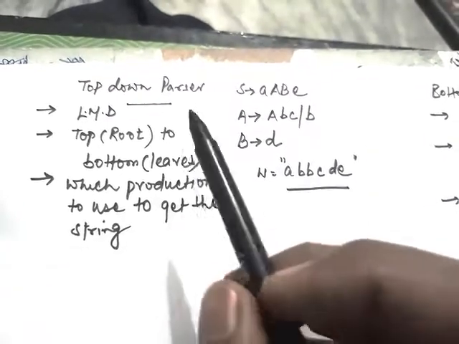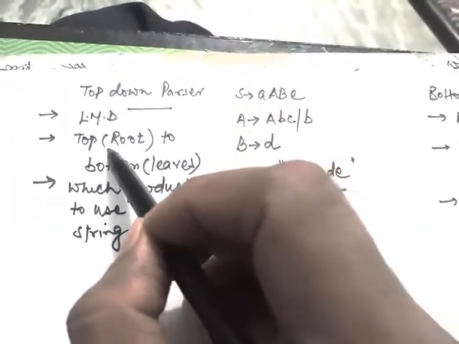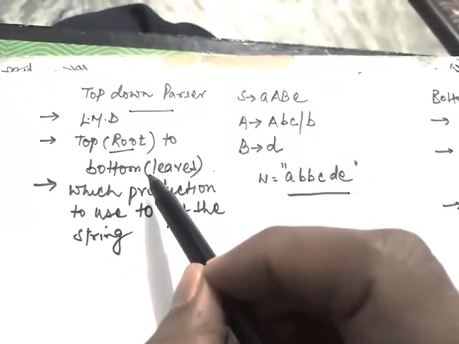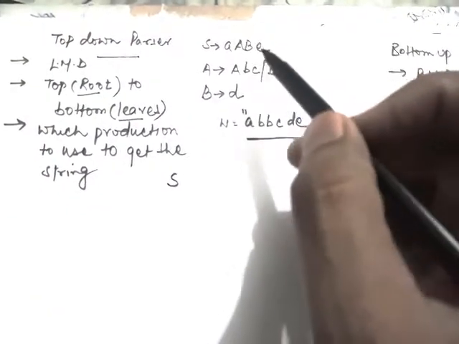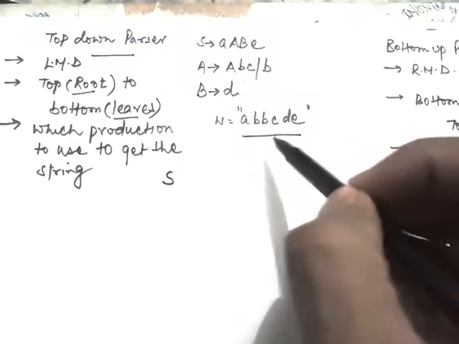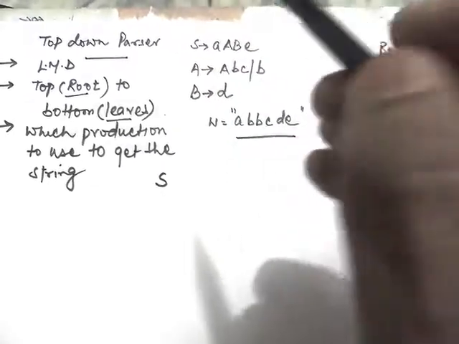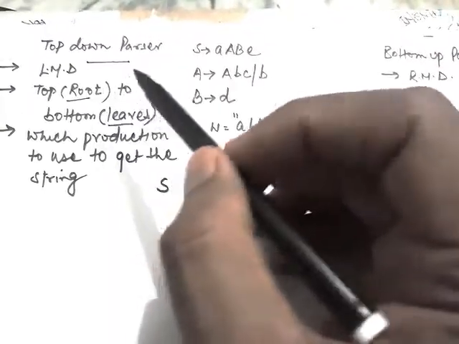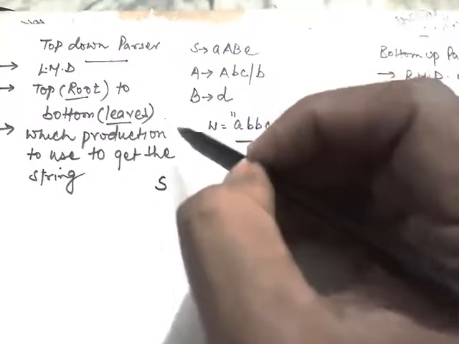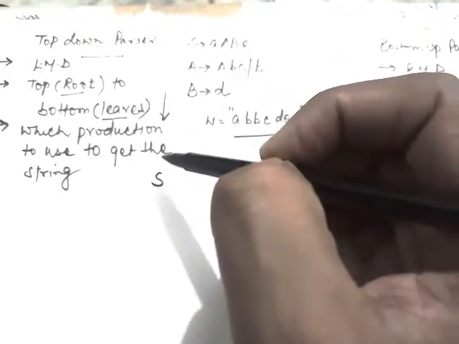First of all, a top-down parser always starts from root to leaves. In a top-down parser, you will be given a grammar and there will be a string that we have to generate using these production rules. And in a top-down parser, we start from the top. Top means we will start from the root and we will move toward the bottom. So the first difference is that a top-down parser starts from the root and goes to the leaves.